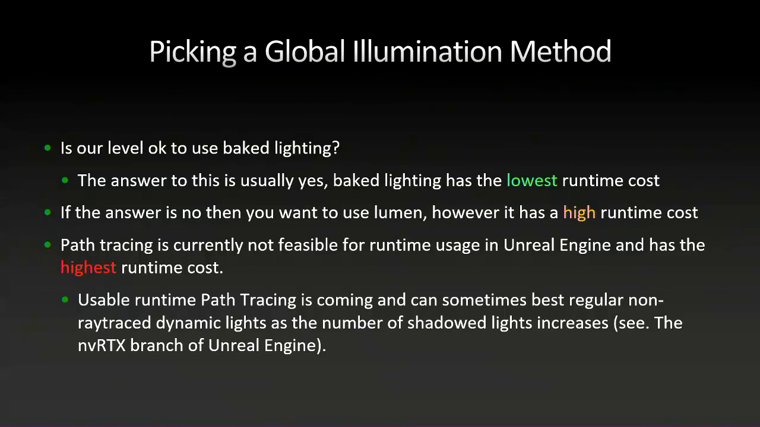Lumen is a global illumination method that runs at runtime. It's fairly efficient for what it does, and it has reasonably good results. Path tracing is not feasible at runtime in Unreal Engine and has the highest runtime cost. However, this will change in the future. If you've seen the preview for Unreal Engine 5.5, it has a thing called MegaLights. That allows you to do hardware ray traced lights fairly quickly at runtime, and you can have as many lights as you want with as many shadows as you want. But that's not currently a reality for most of us, so we have to continue on with what we've got.